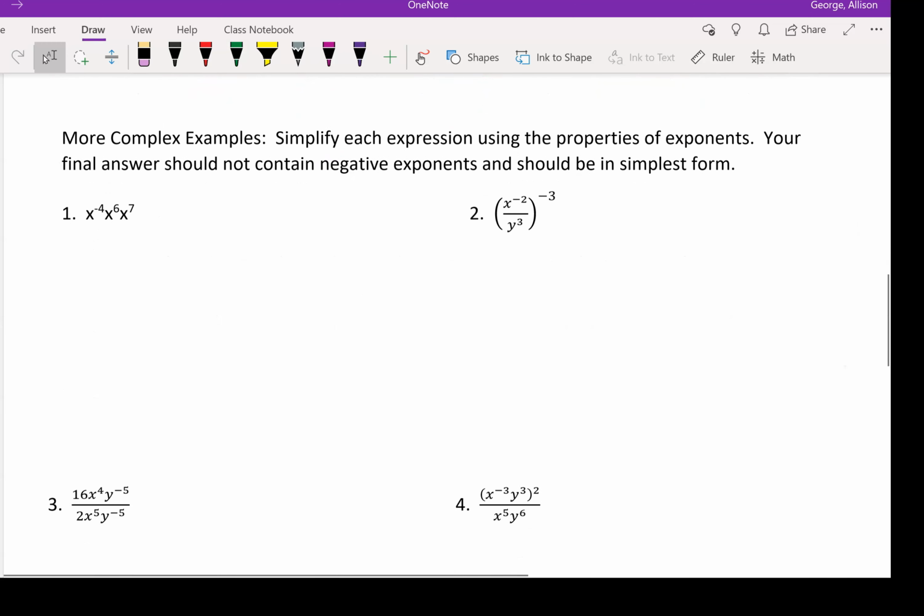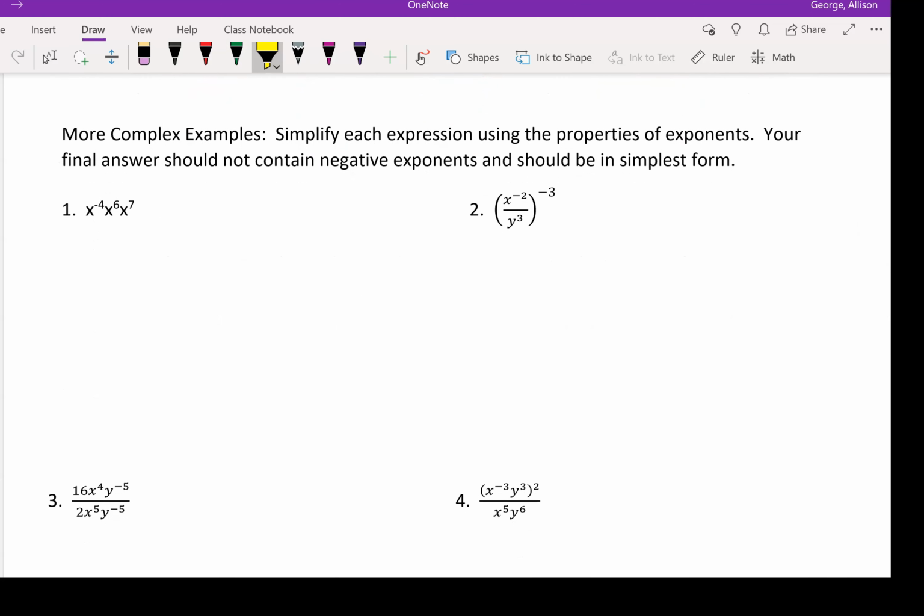All right, so the two things I want to point out. Your answers should not have negative exponents, and they need to be in simplest form. So no negative exponents means if you have one, you have to move it. And then if it's in simplest form, that means you wouldn't have 2 squared. You would write that as 4. If there's things that you can simplify in a fraction, for example, you want to go ahead and do that. So when they're looking for simplest form, that's what they're looking for.